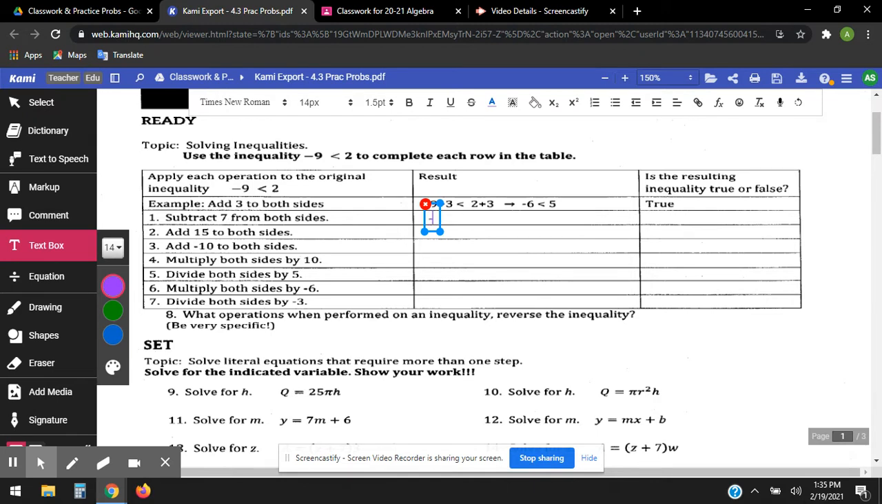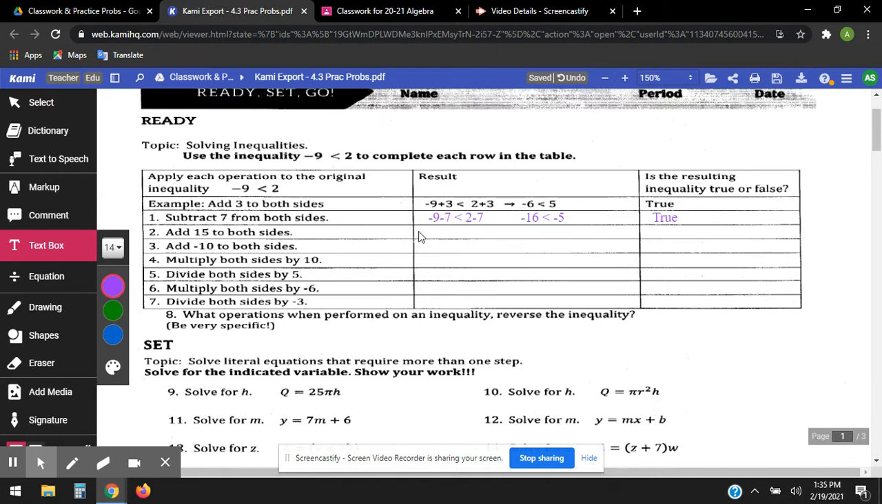So let's try it when we subtract 7 from both sides. If I have -9 minus 7, is that still less than 2 minus 7? Well, -9 minus 7 is -16. Is that still less than 2 minus 7, which is -5? Yes, I would consider that true. So let's go ahead and just put true over here.